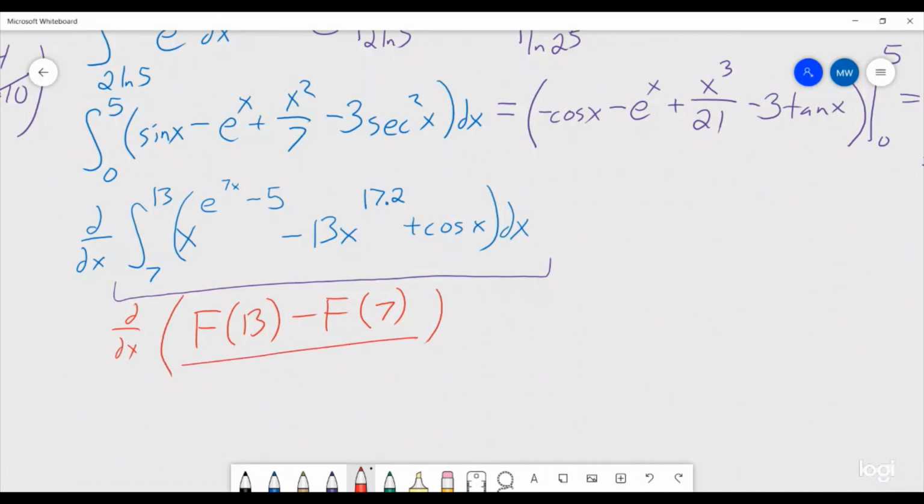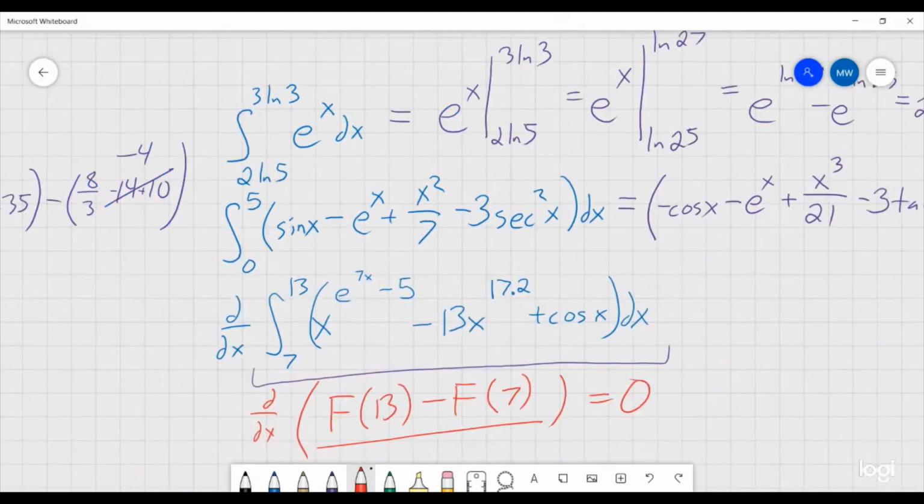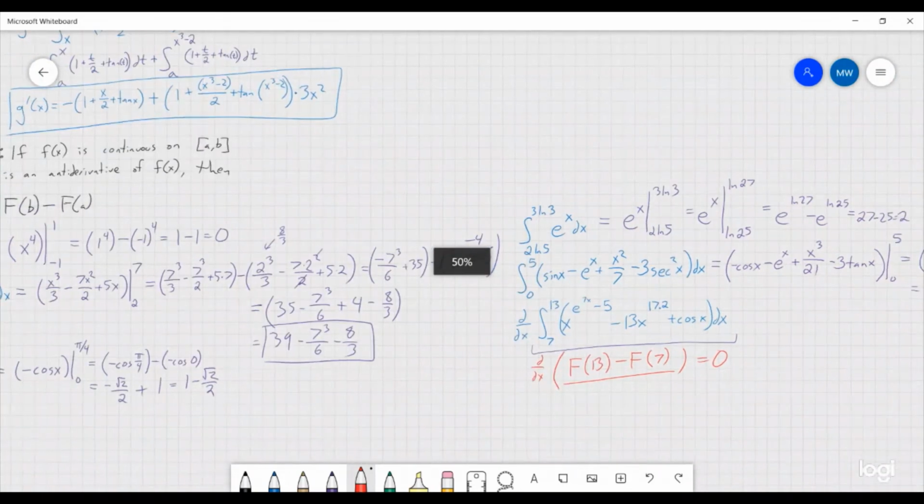And then we're taking the derivative of all of that. Well, what is that stuff in the middle? Well, f of 13, that's just a number. F of 7, that's just a number. So we're just taking the derivative of a number. That's a 0. So be careful with some of these. They can be a bit tricky. So that's how we would go through and do this.